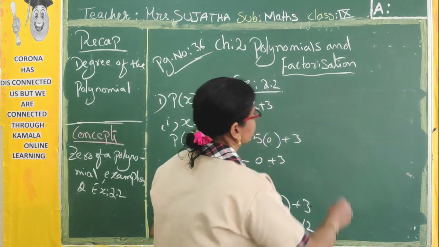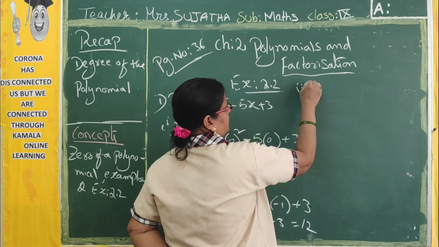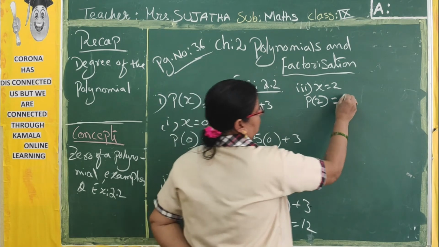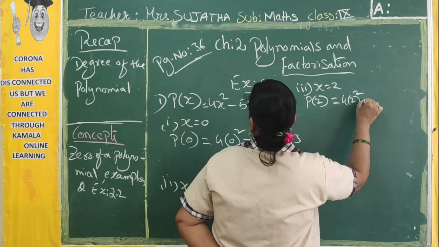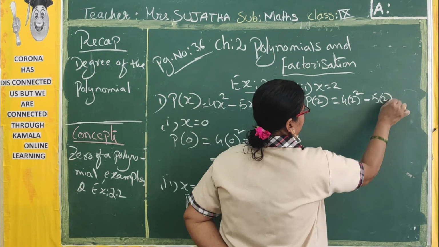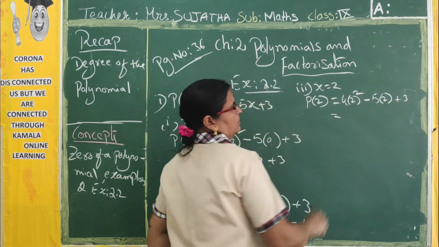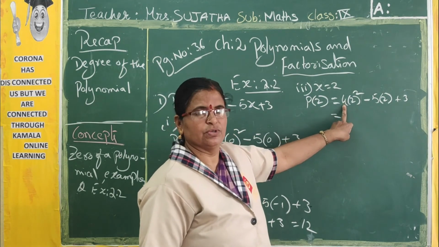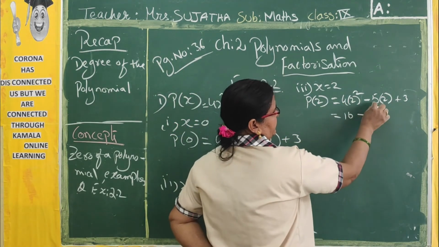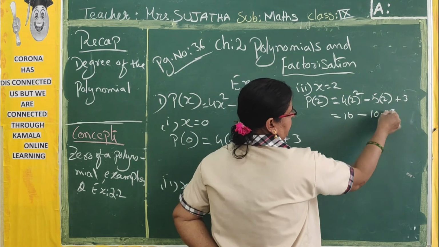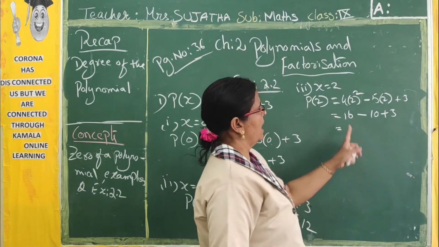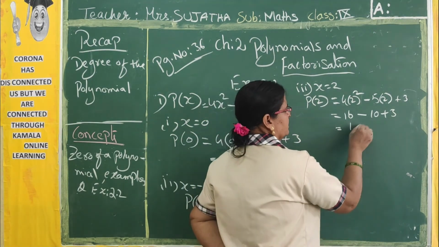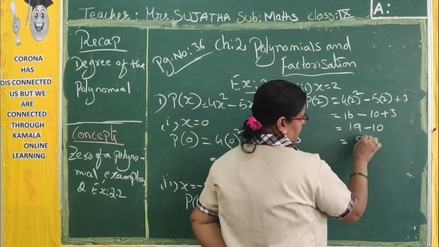Now the third one, x is equal to 2. That is P of 2. Substitute in the polynomial: 4 of 2 square minus 5 into 2 plus 3. First you have to square the 2. 2 square means 4. Again multiply: 4 4s are 16. Minus 5 2s are 10, plus 3. Now this is 16, so add the plus numbers first. 16 plus 3 is 19. 19 minus 10 is 9.